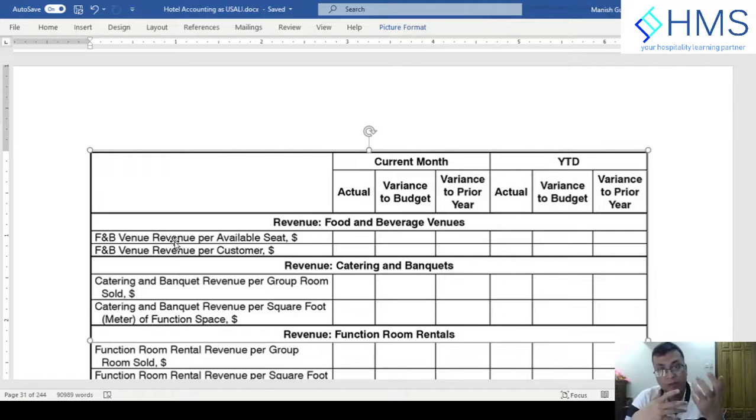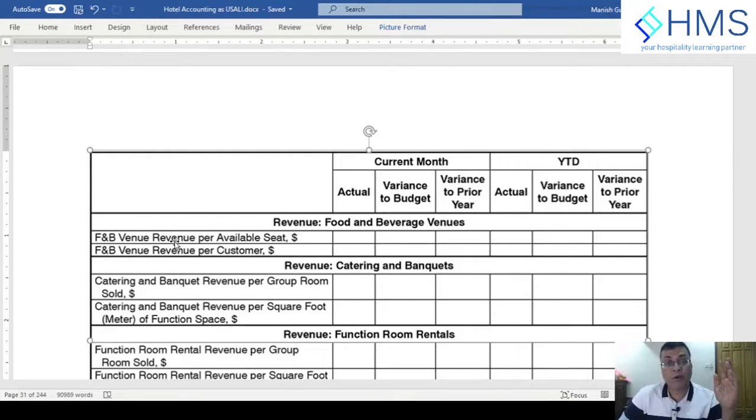Now, how do we calculate that? We will be looking at the formula after this table, so don't worry about that. Then for the catering and banquet, it asks to calculate per group room sold plus the per square feet meter. These two are very important when you are understanding how much is, because in the hotel usually you have available seat, you have available seat in the F&B revenue.